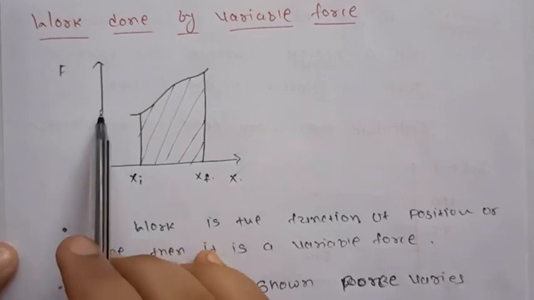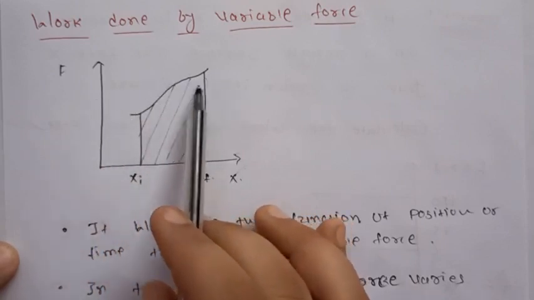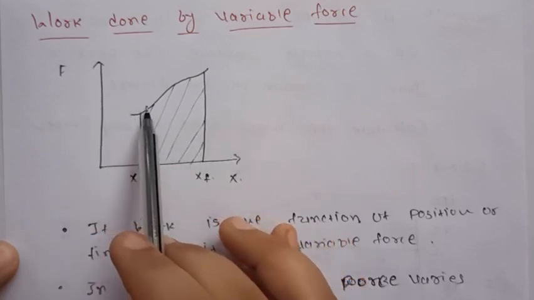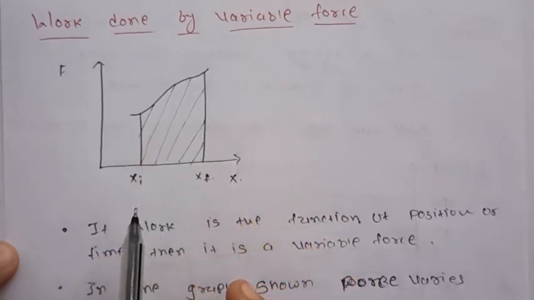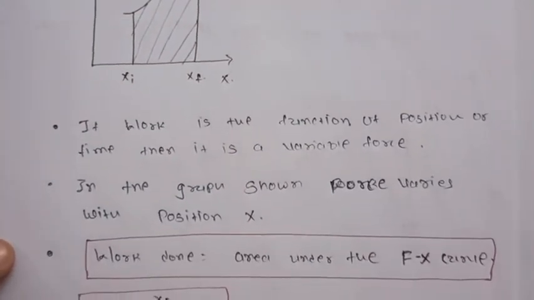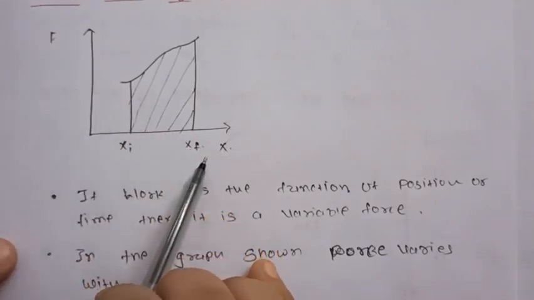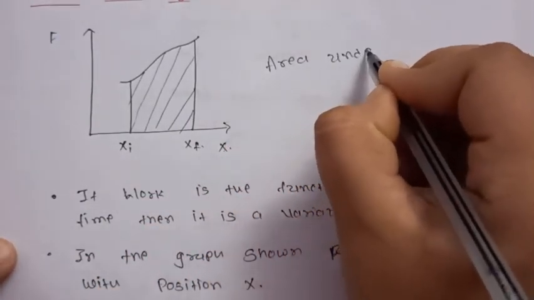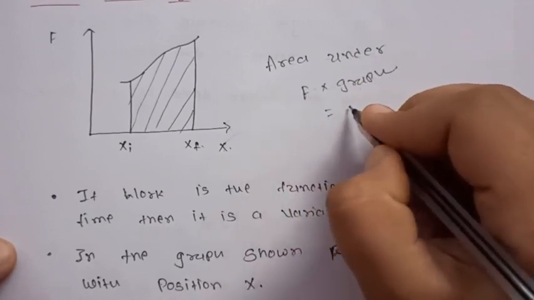For any object, a force and position graph is given. Here we can clearly see that the force is not constant with position. The force is dependent on position and it is varying with position. In that case, we want to find the work done. So the area under the force and displacement graph will give us the work done.